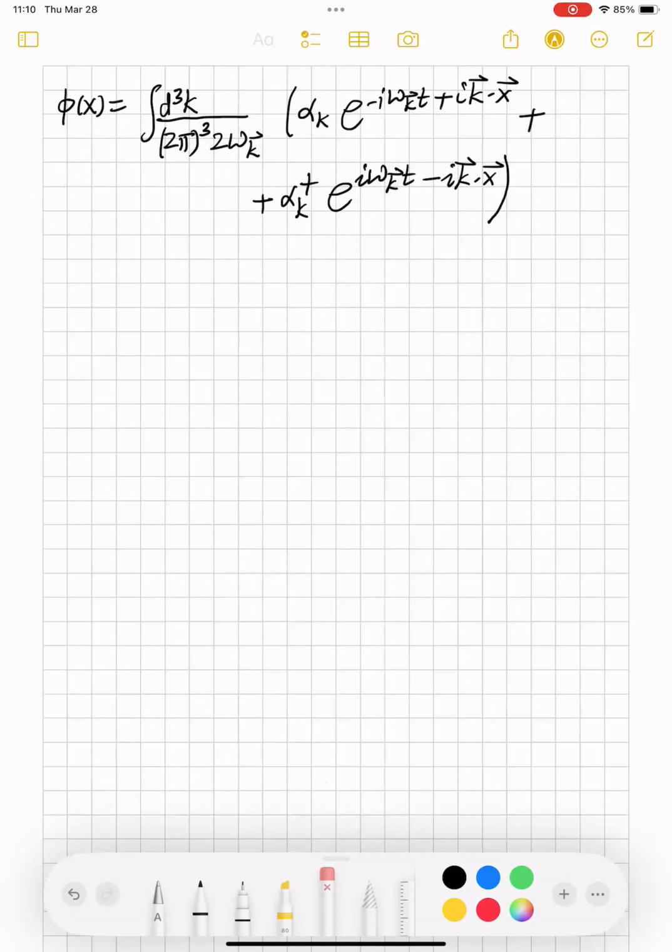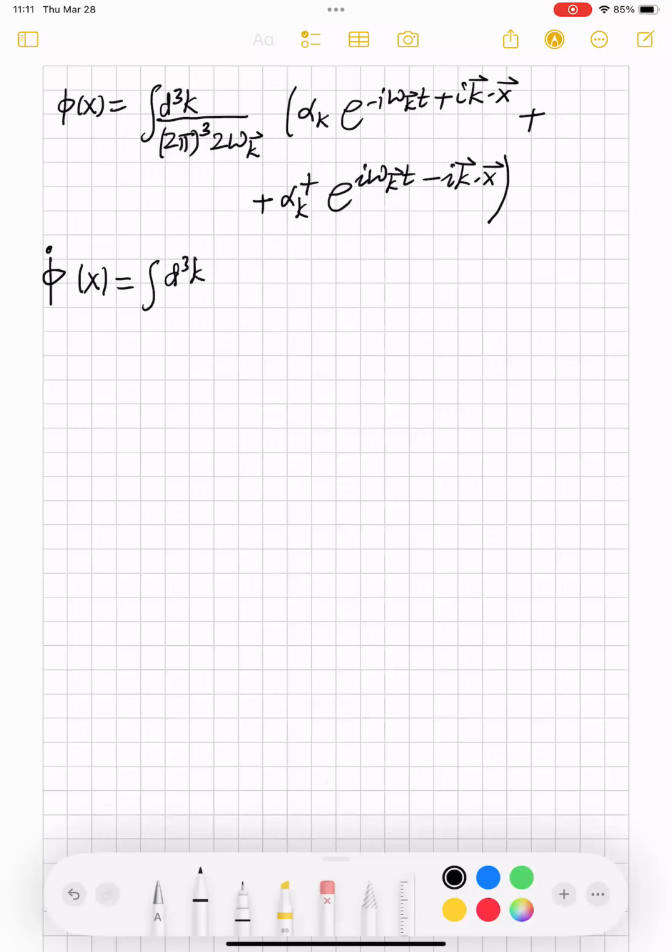Now, the other thing I will want is an expression for phi dot. So phi dot of t of x. So what does phi dot mean? Well, I've taken a derivative with respect to t. So look at that mode expansion. Where's the t dependence? It only sits up in the exponent. So when I'm taking the t derivative, well, it doesn't do anything to the measure.